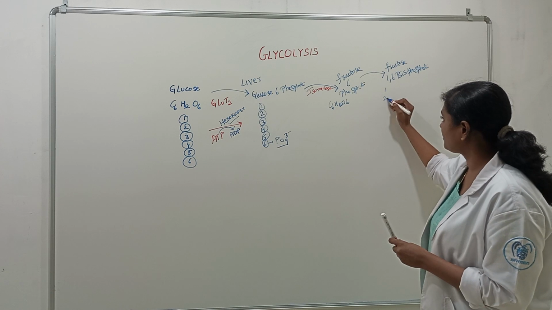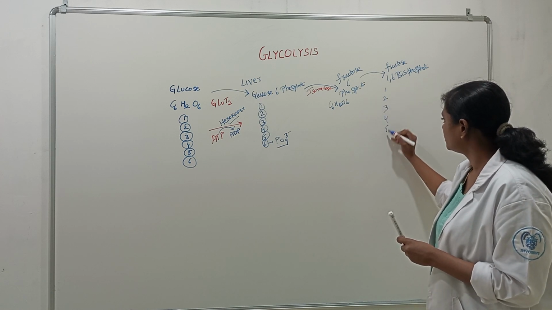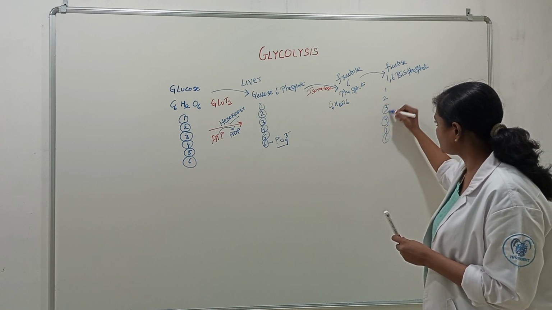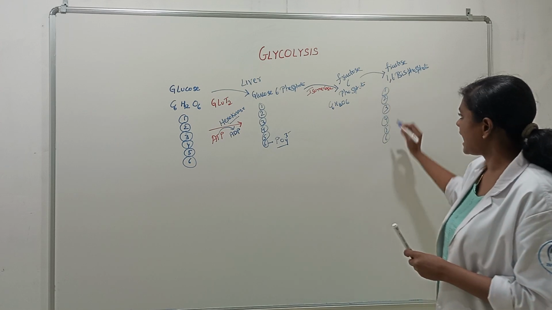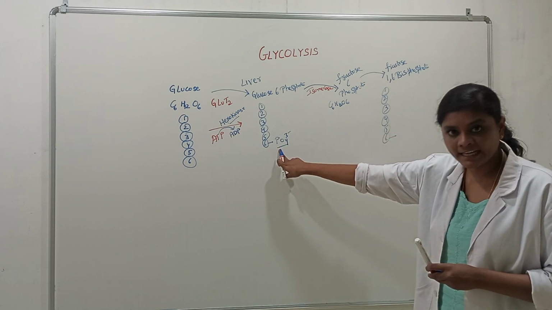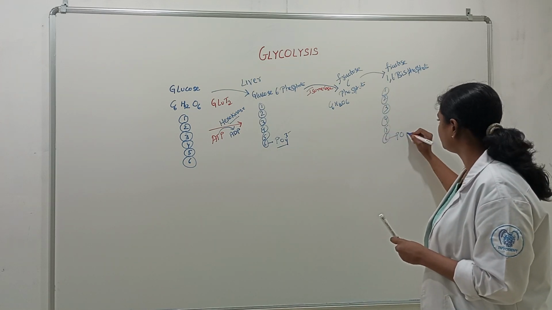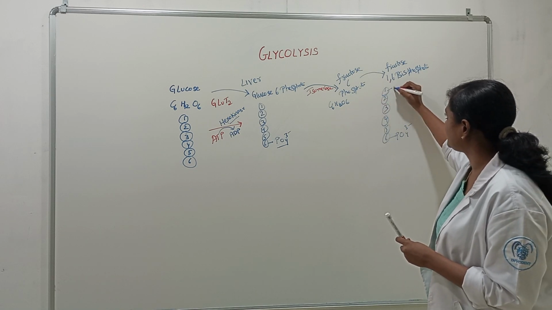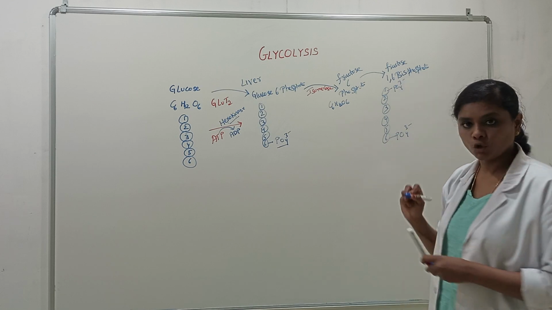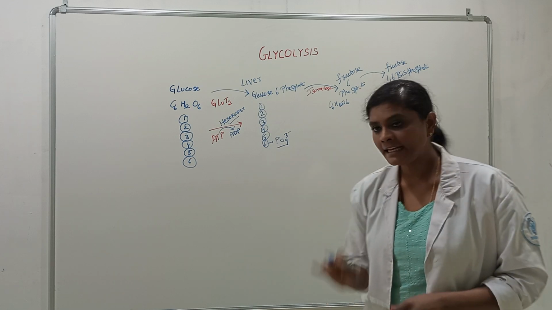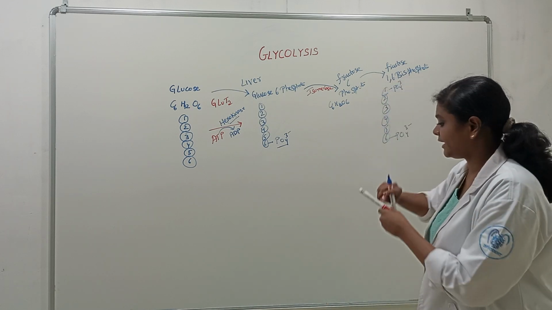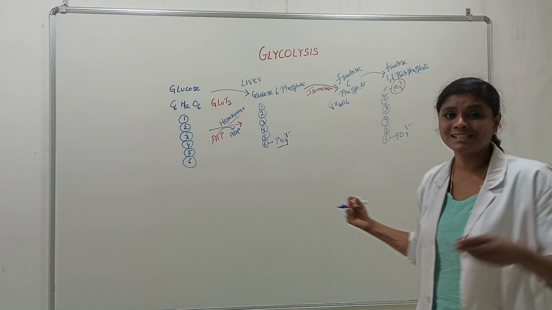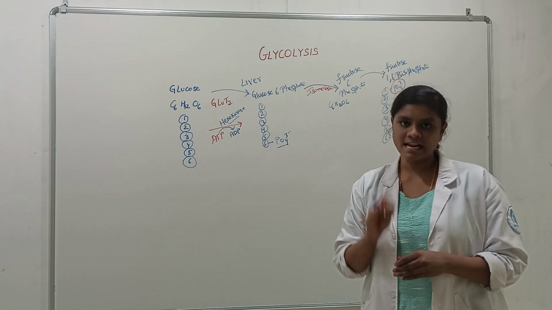So we have the same carbon core of 6 carbon atoms, and at the 6th position we are already having the phosphate group. Now in addition, we have this first carbon atom with a phosphate group. So we have seen that one more phosphate group came and stuck to the first carbon atom.